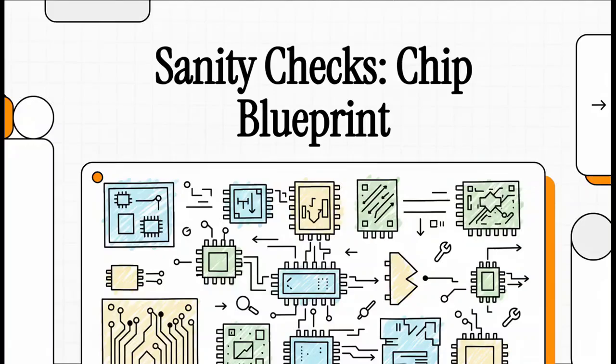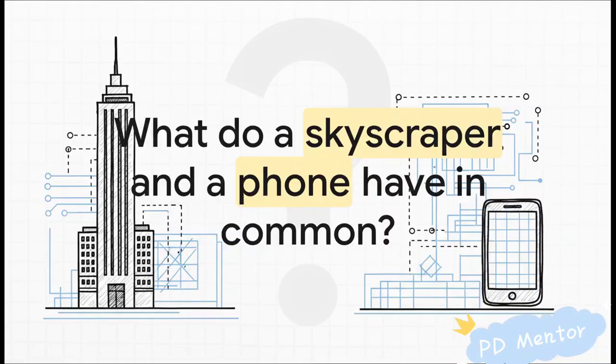All right, let's get into it. Today, we're going to pull back the curtain on the invisible architecture that's inside literally every single piece of tech you own. We're talking about the secret blueprint for your computer chip. So let's start with a question.